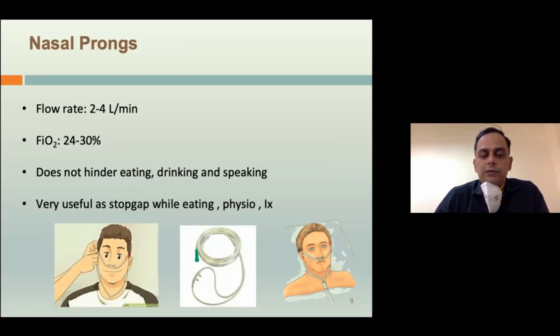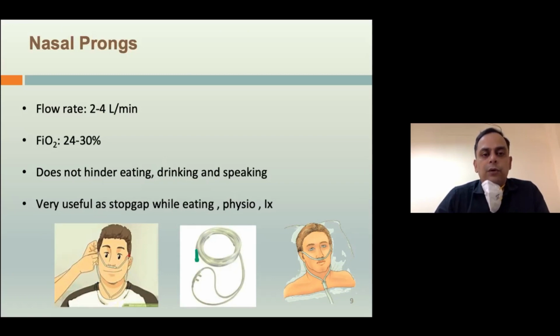It is very useful as a stopgap arrangement while the patient is having food or physiotherapy is going on, or if we have to move the patient for investigations like X-ray. The flow rate we use in nasal prongs is 2 liters to 4 liters per minute.